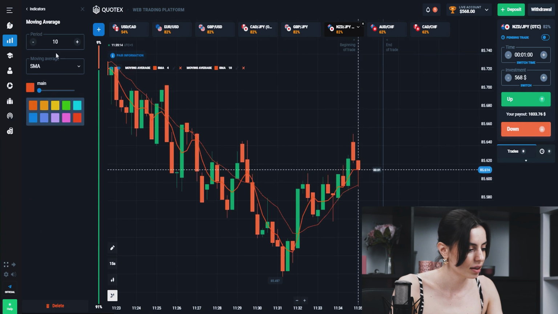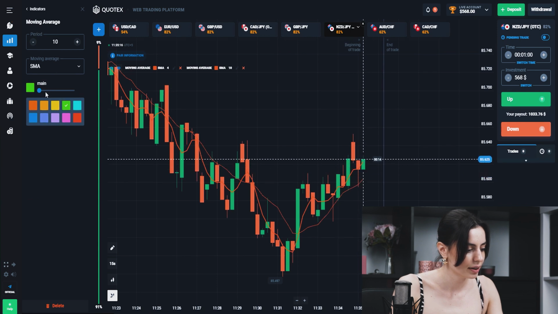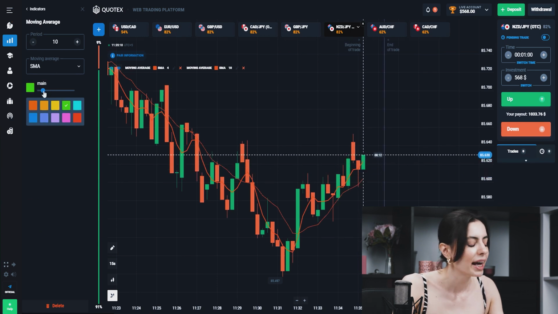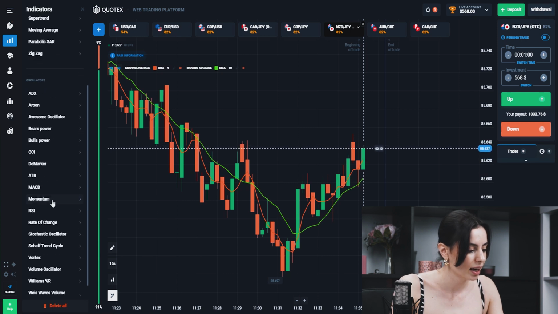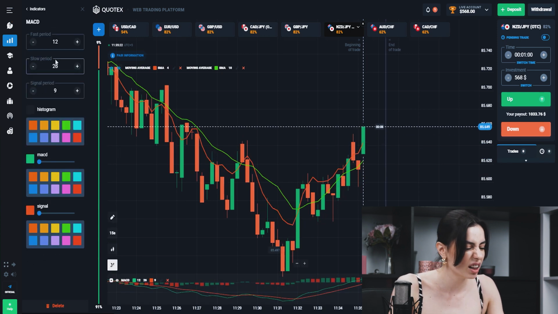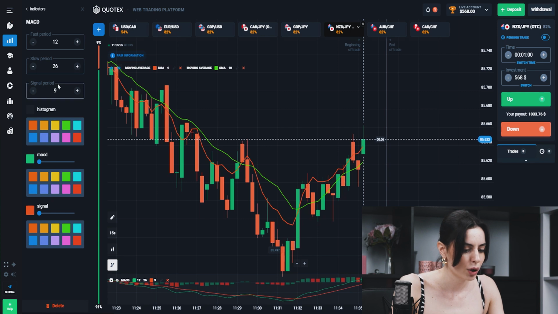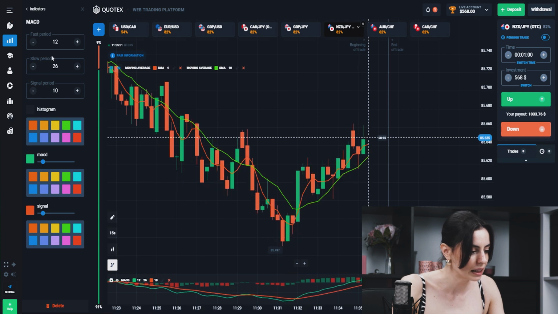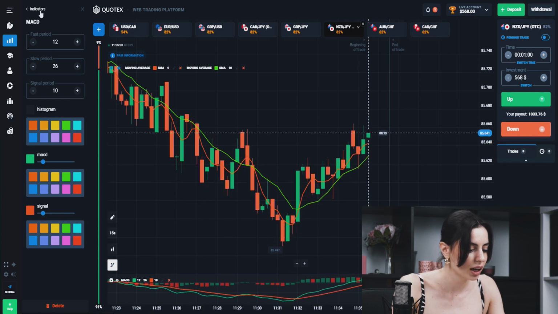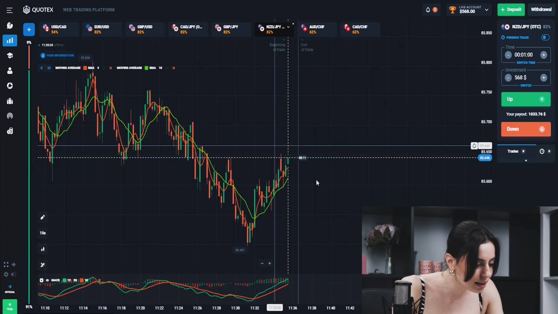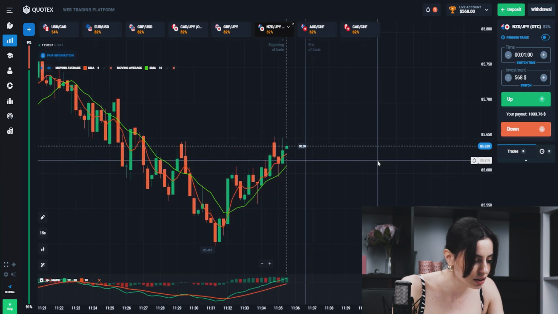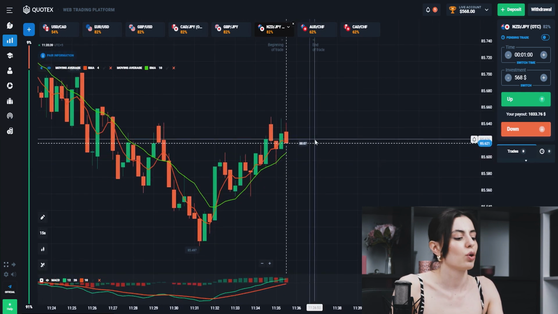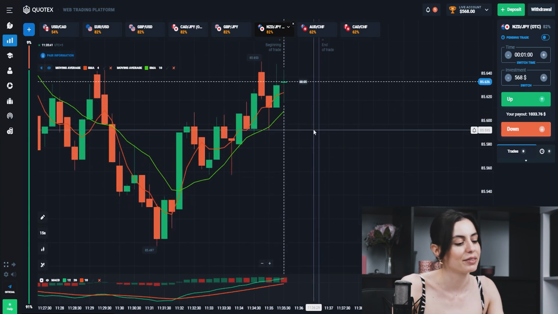And it's going to be the green one here. And the third indicator is going to be MACD. You know how I love it. You know how much I trust it actually. But today we're not going to follow the lines with MACD. We are going to follow the candles that MACD is actually showing us here. So let's start.